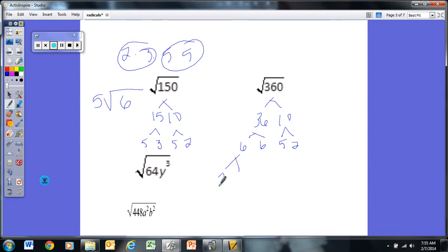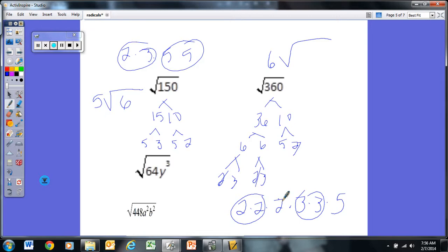So 6 is 2 and 3, 6 is 2 and 3, so I'm left over with 2 2s, that's this, 2 3s, and a 5. So I take out a 2 and a 3 and multiply them together on the outside, and what's left over is 2 times 5, which is 10. And again, type it in the calculator, make sure they match up, make sure you didn't make a mistake.